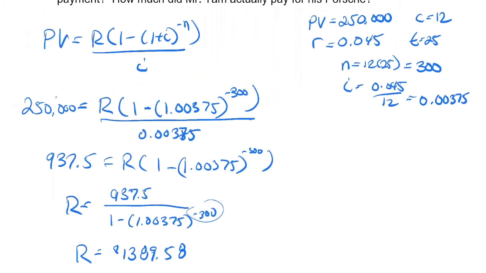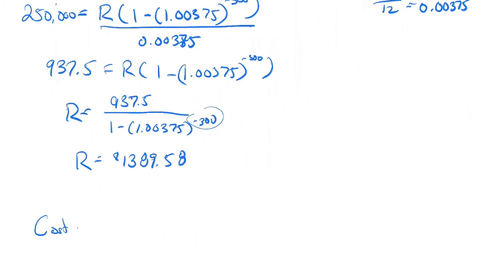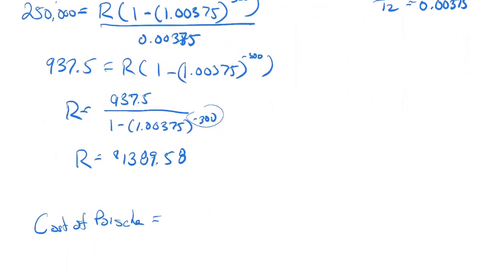So approximately almost $1,400. So how much did I actually pay for my Porsche? Well, the cost of the Porsche, really out of pocket for me. I bought it for $250,000, but what I wound up paying is really $1,400 times 300 payments. So 1,400 times 300 is $420,000. So that's the cost of having something now, borrowing some money, using somebody else's money, and paying to use that money. I pay really $420,000 for that Porsche. Pretty expensive.